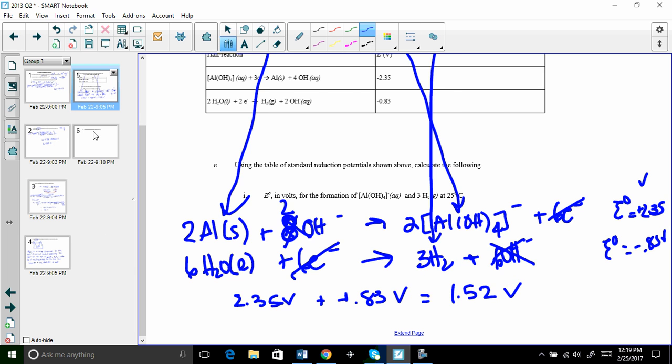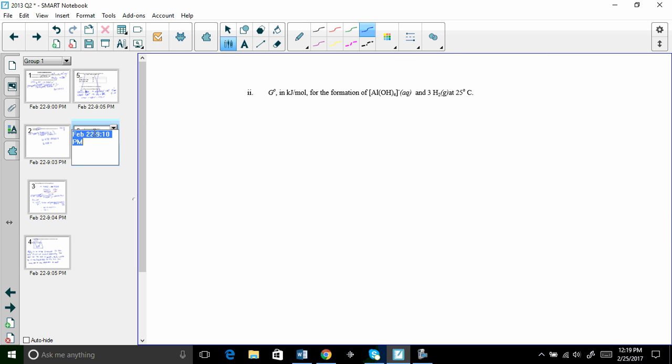All right, and then the last thing is calculate G naught in kilojoules per mole. It actually should be moles of reaction. I just couldn't figure out how to do this in the SmartBoard software. So what is the free energy for that reaction?